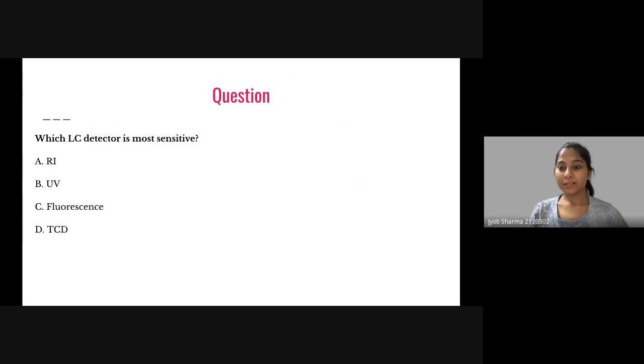Which LC detector is most sensitive? RI, UV, fluorescence, TCD. Okay, I think it may be difficult for you, so I'm just giving you the answer. This is fluorescence. So fluorescence is the most sensitive detector that we have in liquid chromatography in comparison to UV and RI.